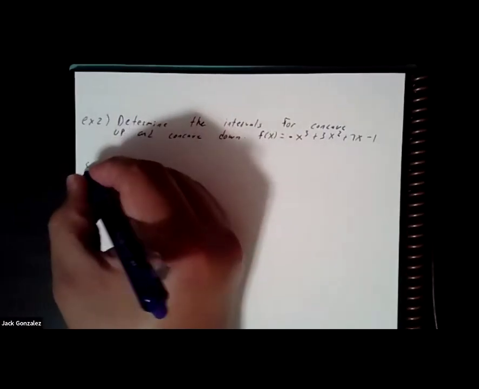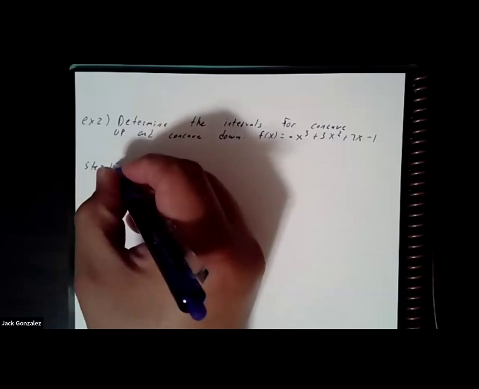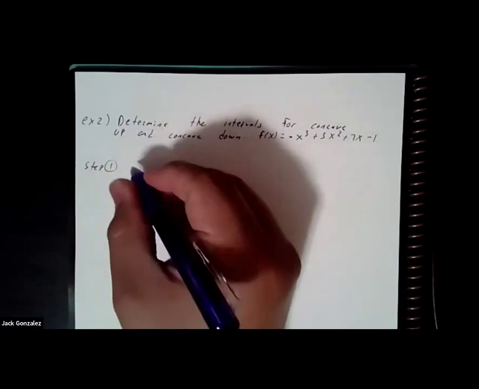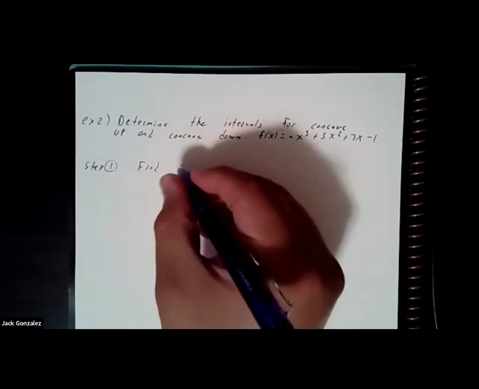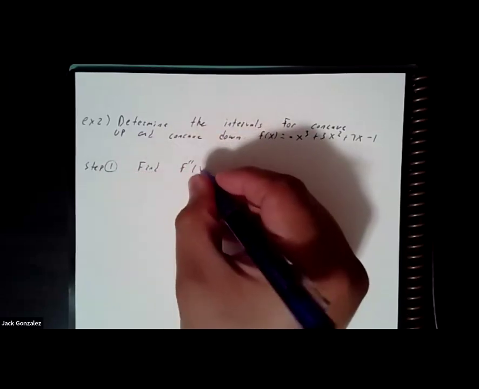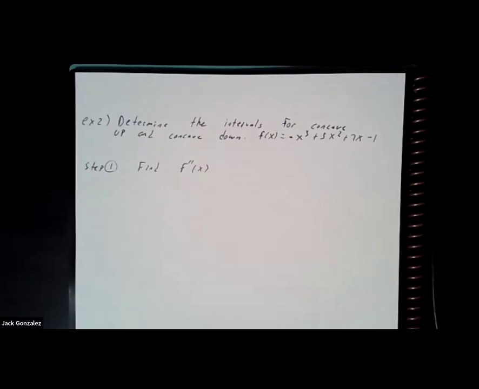All right. Step 1: find f double prime. Last time we did the inflection points and I didn't use it because we're not doing maxes or mins just yet. So we'll wait on that. Let's just answer the question.